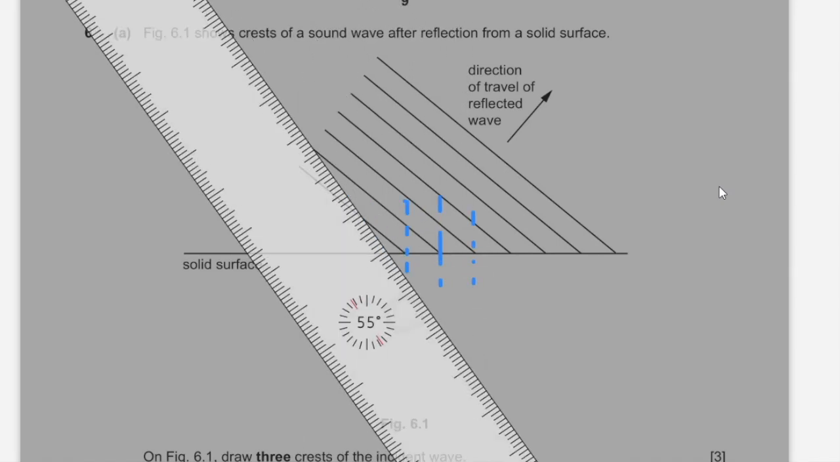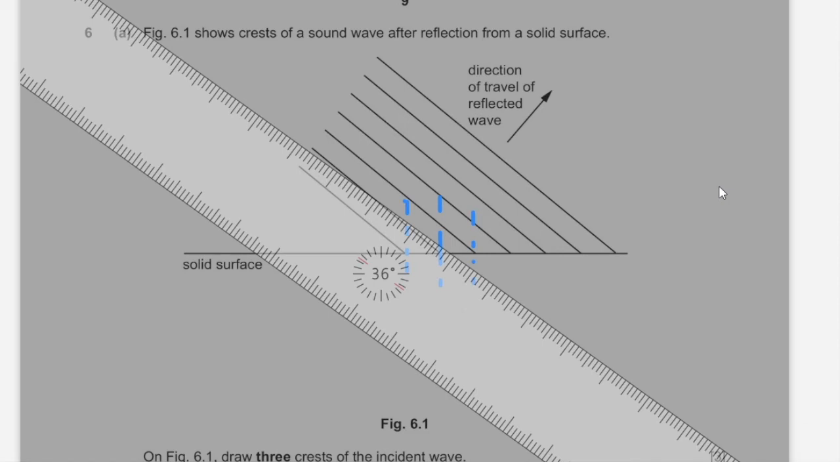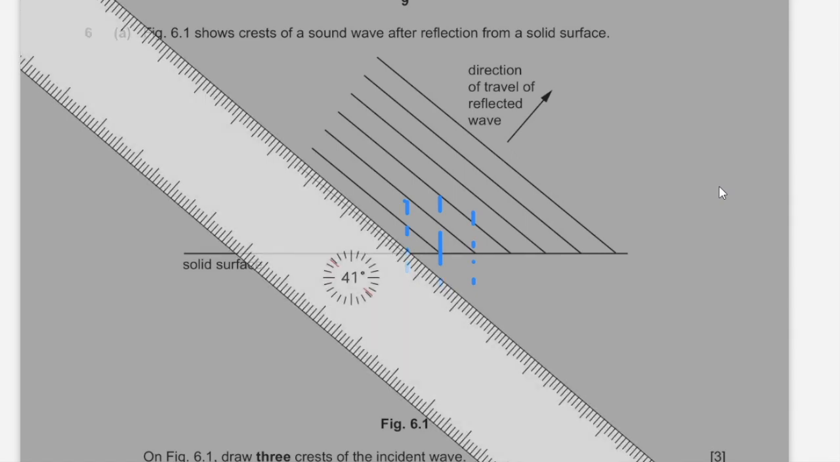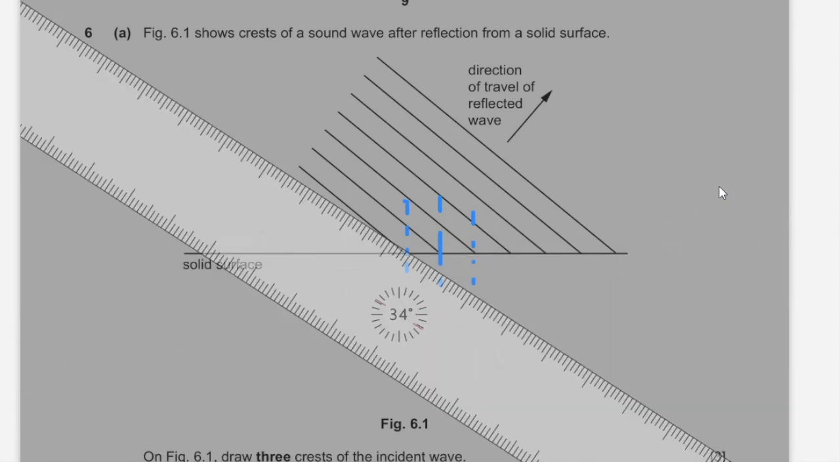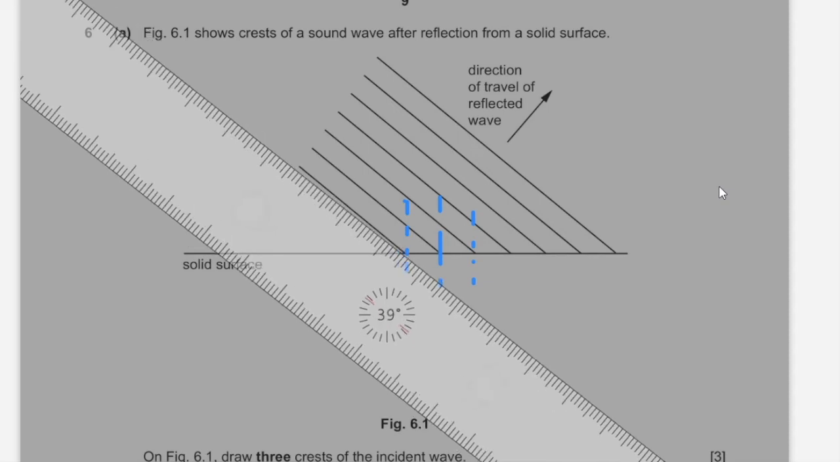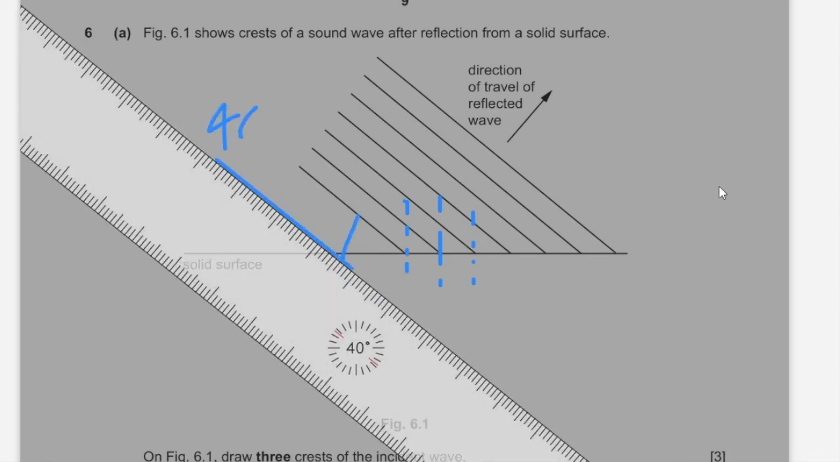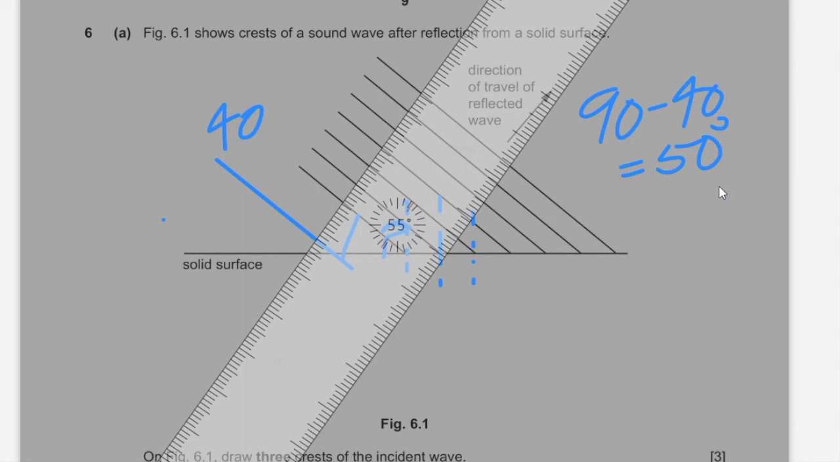So here we are. Now I'll start by measuring the angle of reflection, which is the angle between the normal and the reflected wave. Alright, this is 40 degrees over here, which means this was supposed to be 90 degrees. And so this is the angle of reflection, which means angle of reflection is 90 minus 40, which is actually 50 degrees. So 50 degrees, sorry. And that means the angle of incidence should also be 50 degrees.